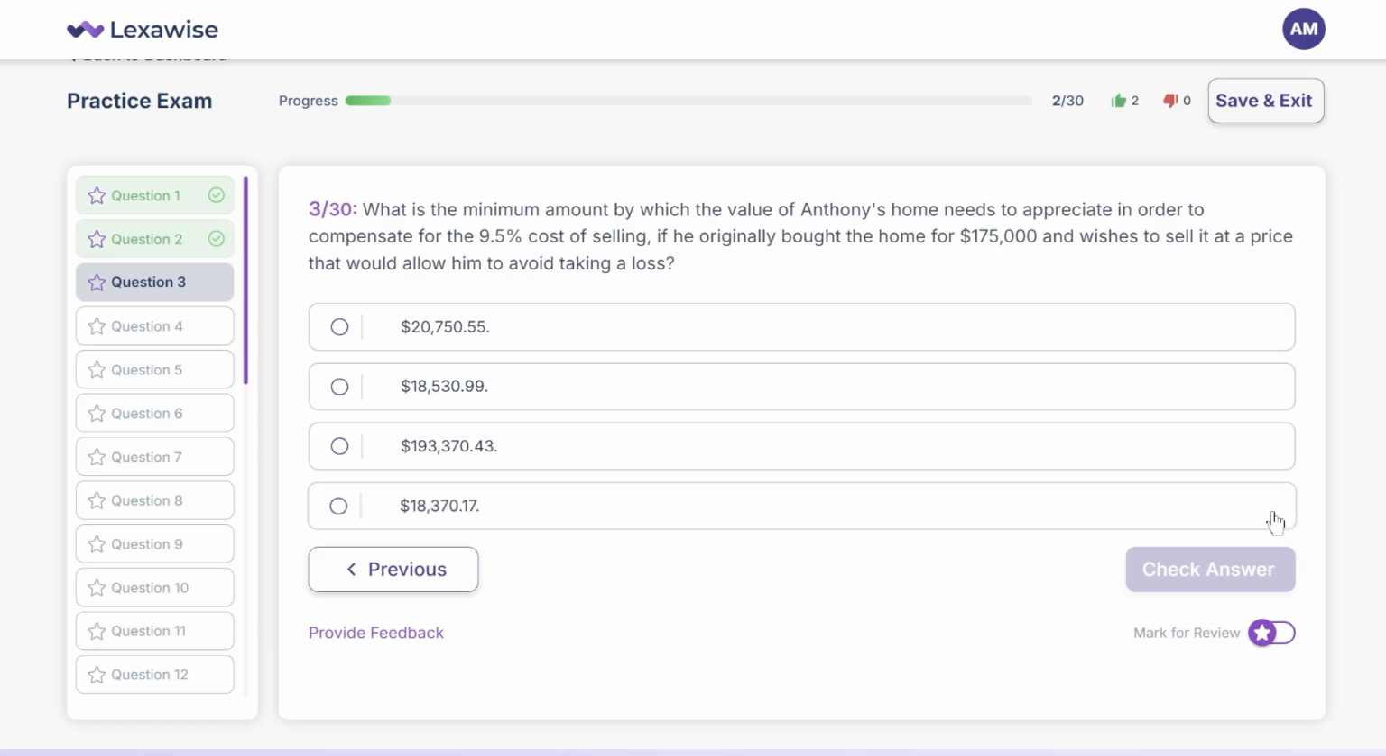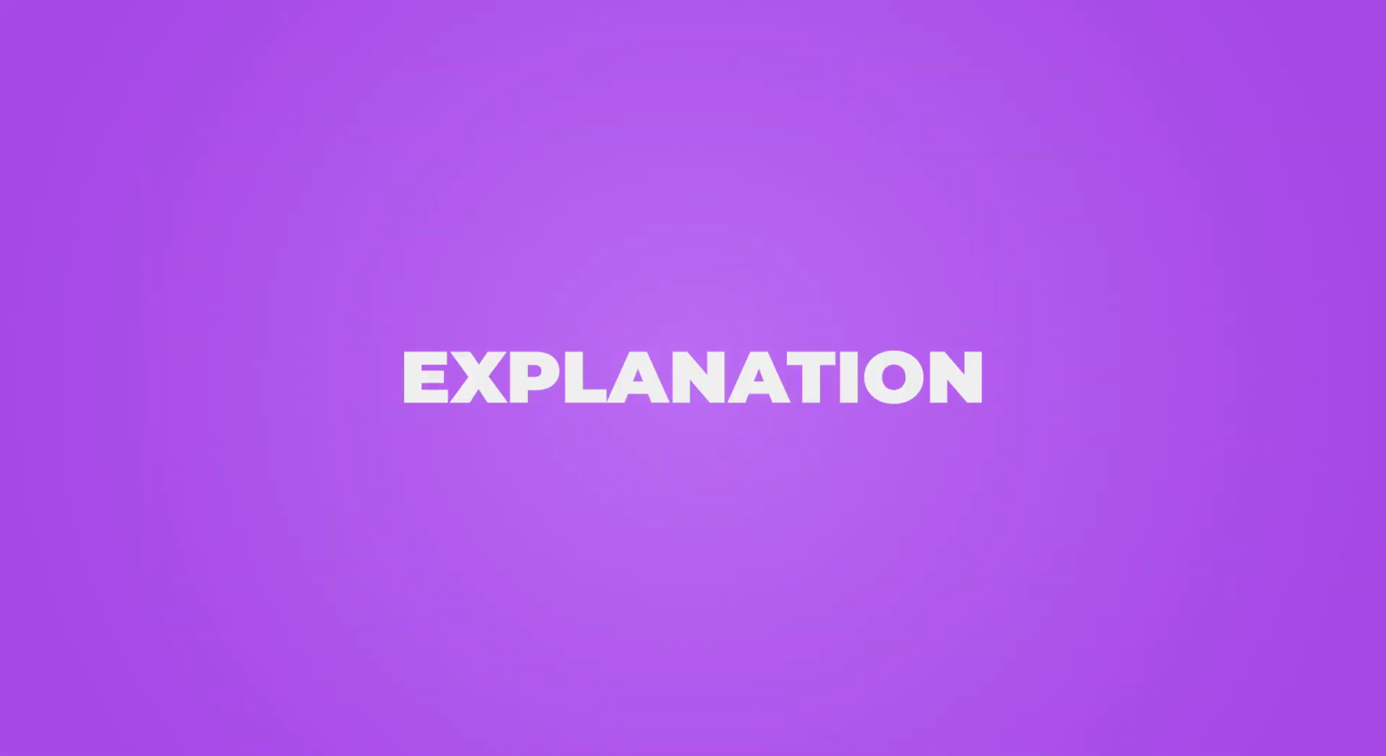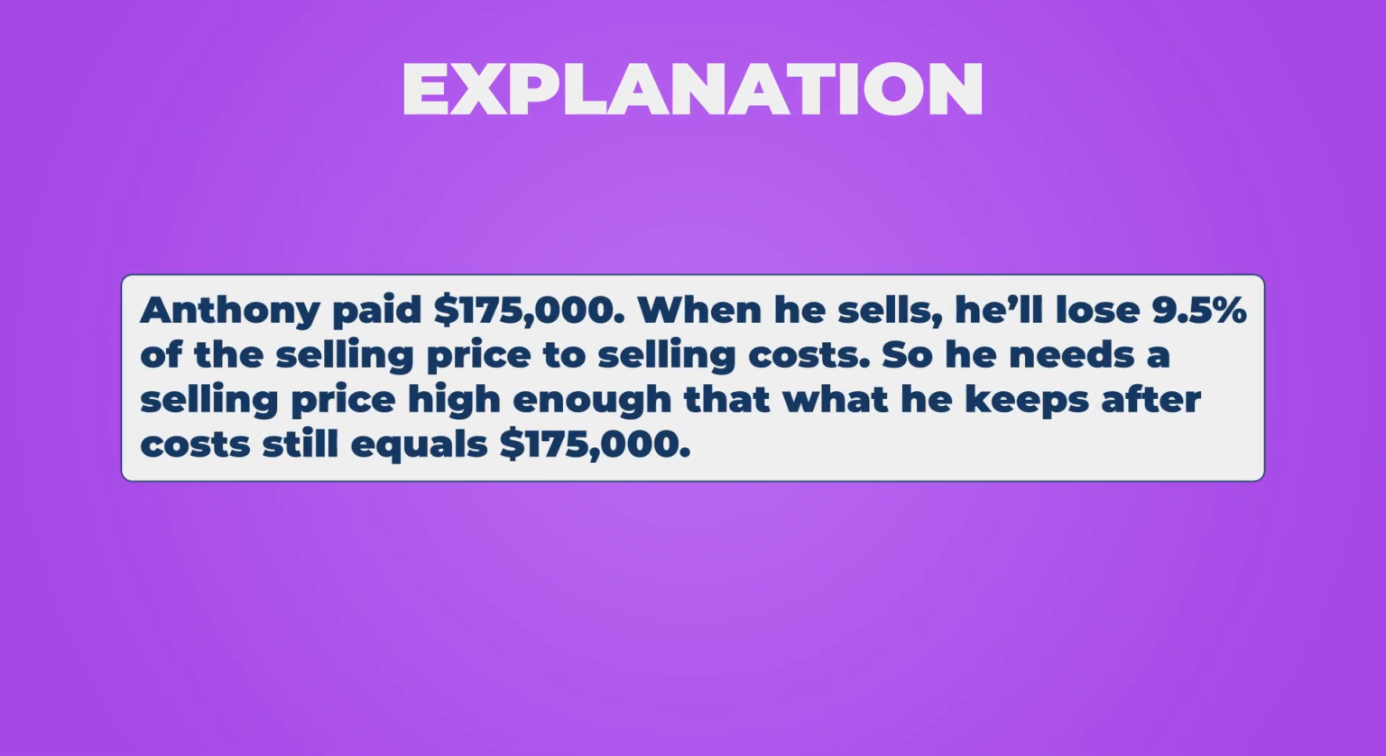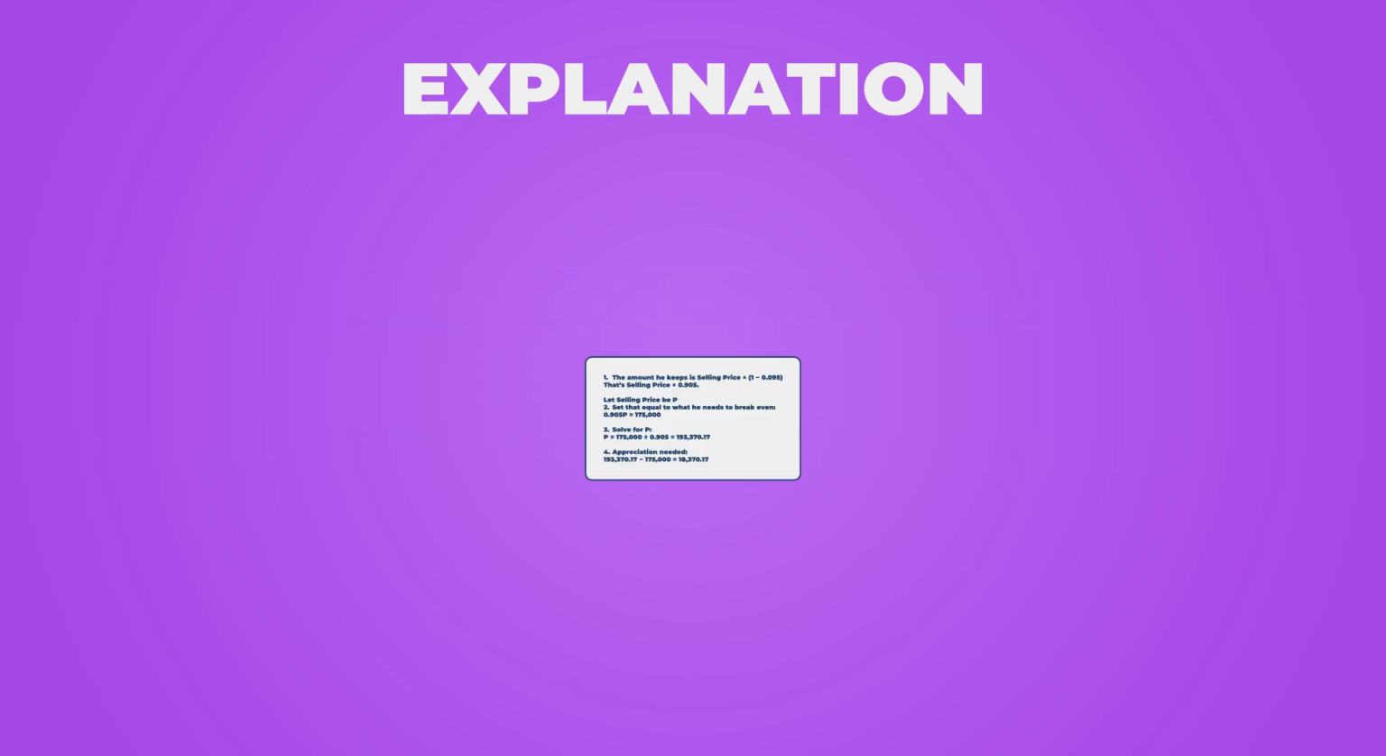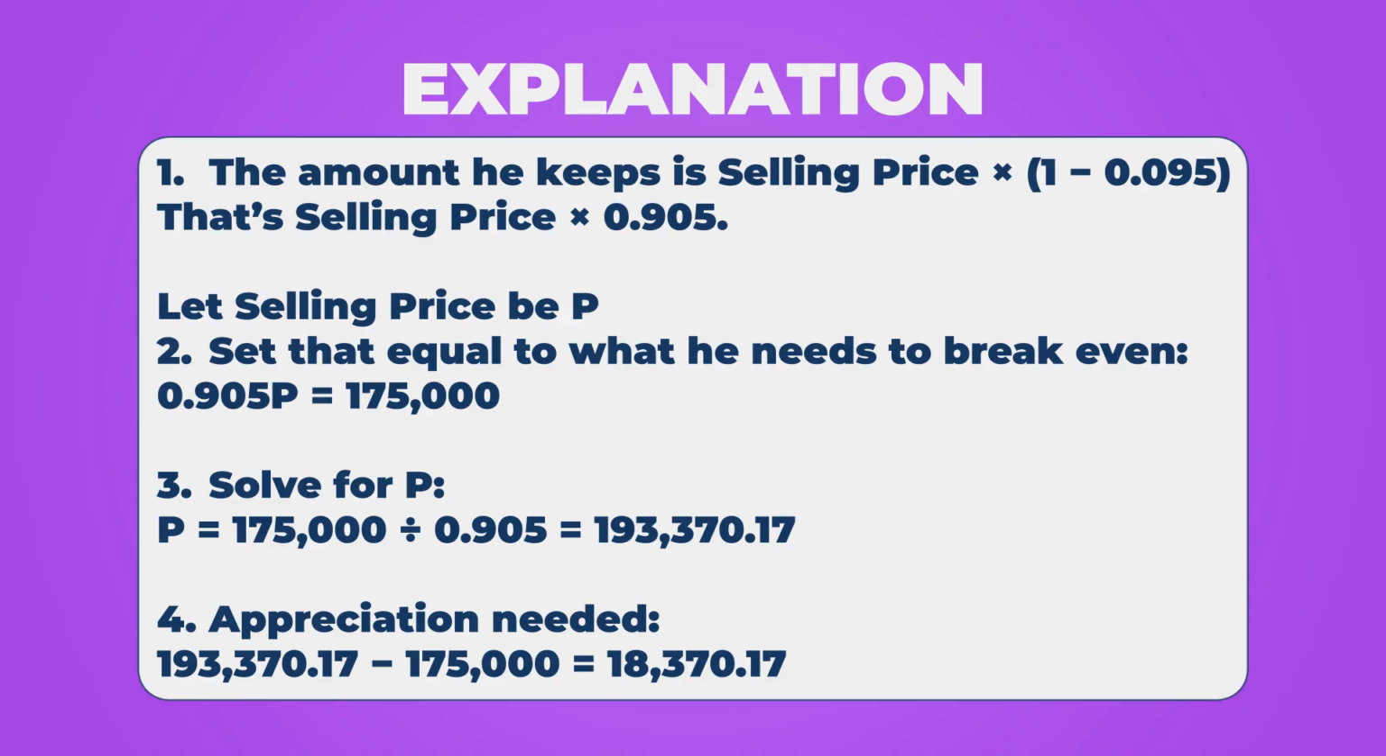The correct answer is D, $18,370.17. Anthony paid $175,000. When he sells, he'll lose 9.5% of the selling price to selling costs. So he needs a selling price high enough that what he keeps after costs still equals $175,000. The amount he keeps is selling price times 1 minus 0.095. That's selling price times 0.905. Let selling price be P. Set that equal to what he needs to break even. 0.905P equals 175,000.